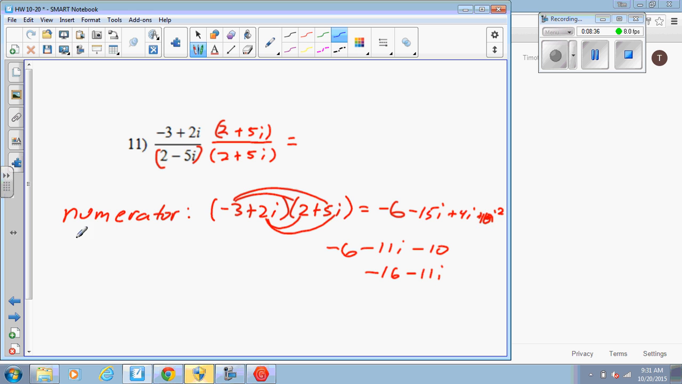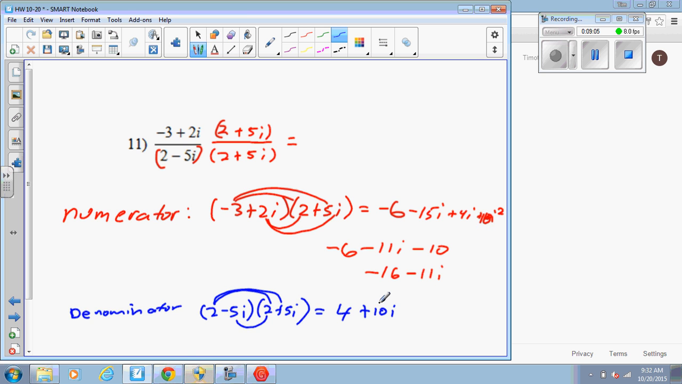Now the denominator is the bottom two things multiplied together. 2 minus 5i and 2 plus 5i. And if I pick the correct conjugate, the i's will end up canceling out. And that's going to be 2 times 2 is 4. And that's going to be plus 10i. And these two down here are going to be minus 10i. And this is going to be minus 25i squared.